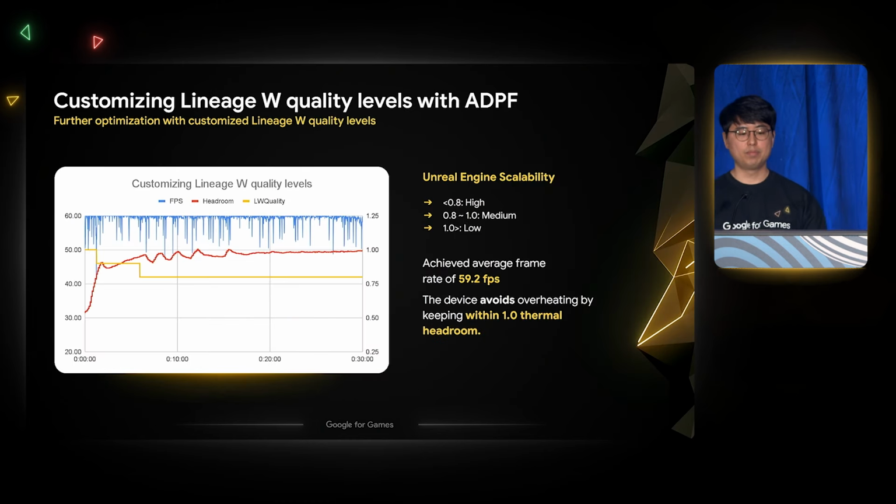Let's examine this graph, which showcases Lineage W's built-in graphic quality setting. The game offers 3 levels: high, medium, and low. It utilizes high quality when the thermal headroom remains below 0.8, and switches to low quality when the headroom exceeds 1.0. As the graph illustrates, the system successfully maintained the target 60 FPS, while generally keeping the thermal headroom value below 1.0. Occasionally spikes above 1.0 occur, but they are quickly brought back under 1.0.